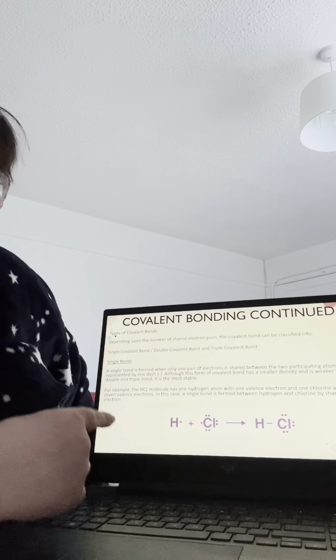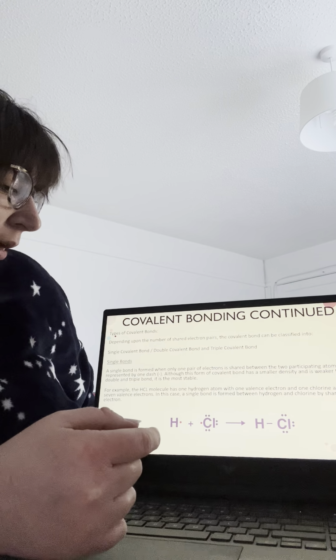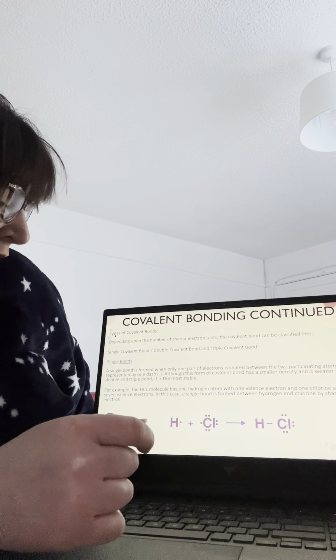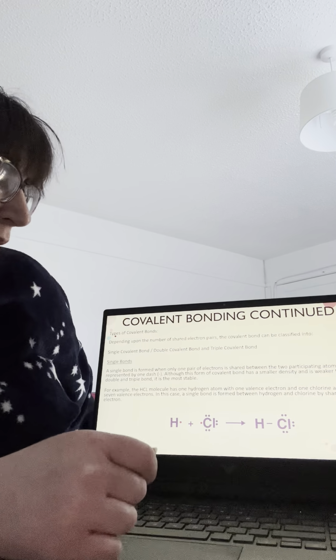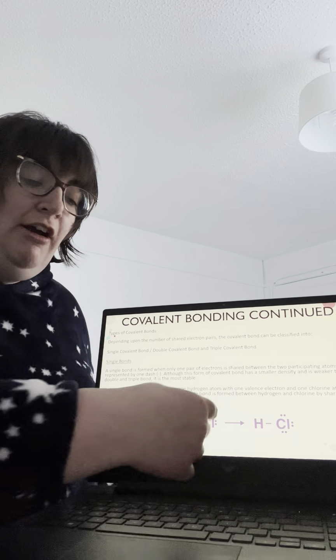For example, in this diagram here, the hydrogen chloride molecule has 1 hydrogen atom with 1 valence electron and 1 chlorine atom with 7 valence electrons. In this case, a single bond is formed between hydrogen and chlorine by sharing 1 electron, and that's the diagram for that one.